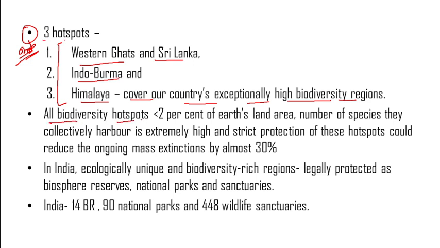All biodiversity hotspots cover less than 2% of the Earth's land area. The number of species they collectively harbor is extremely high. Although the area they cover is less than 2%, they harbor a very high degree of biodiversity. And strict protection of these hotspots is required, then only the ongoing mass extinction is going to get reduced.